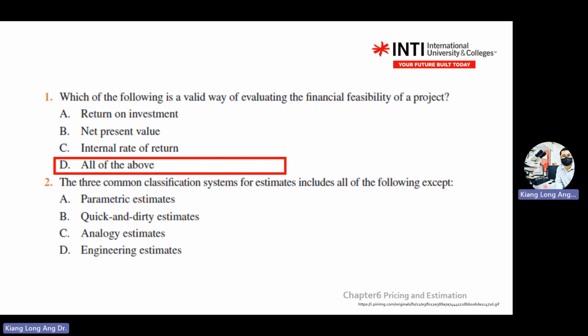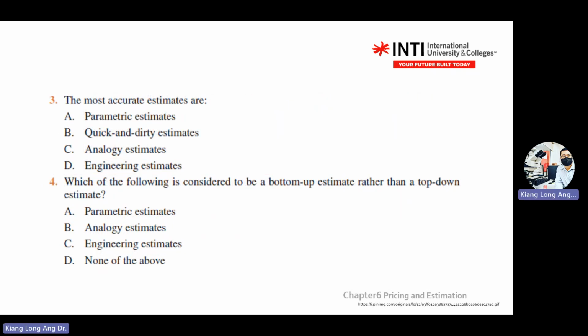Three common classification systems for estimates include all the following except. The word is except. You learned about parametric, right? The second one, quick and dirty estimate, we didn't learn that one. The most accurate estimate is which one? Parametric, analog, or engineering estimate? Engineering estimate is the most accurate one, right?